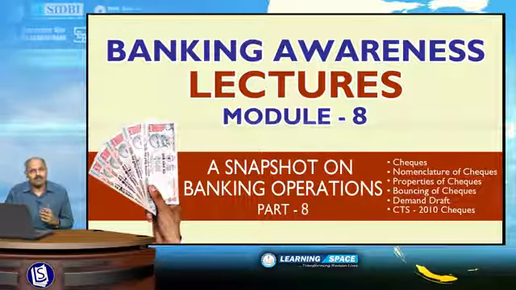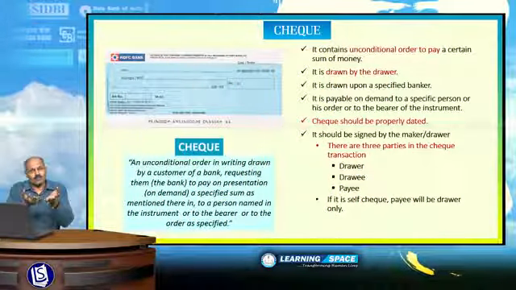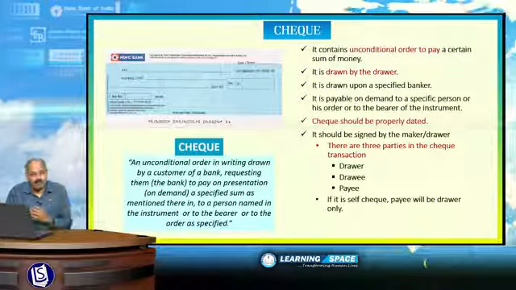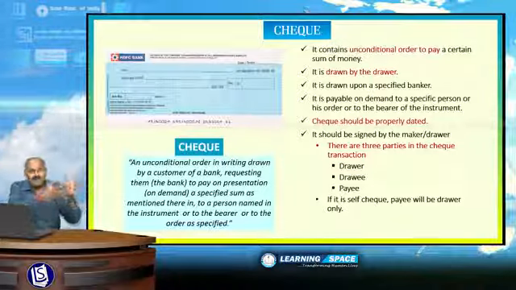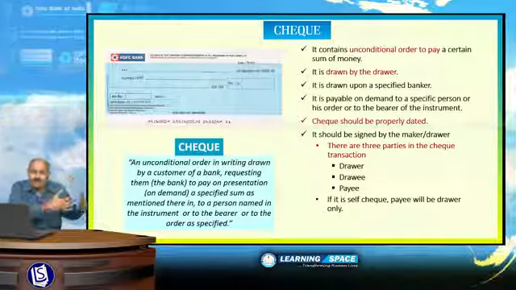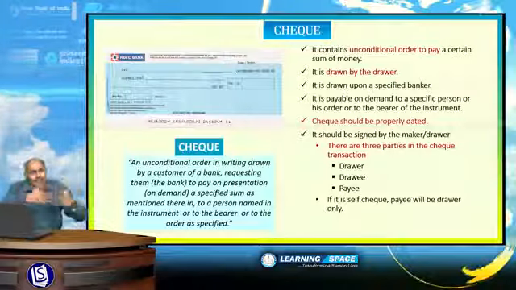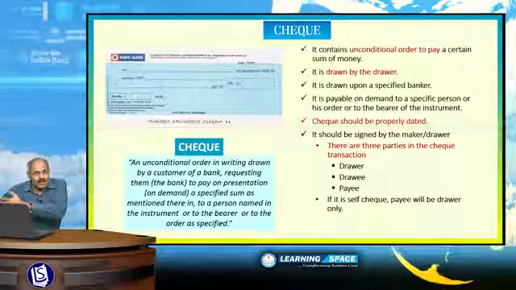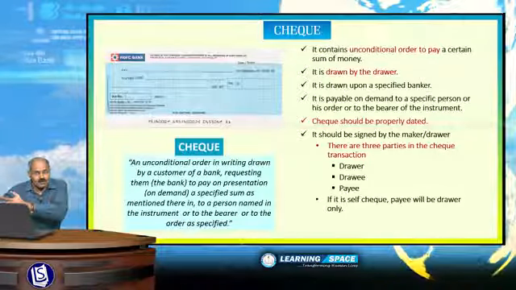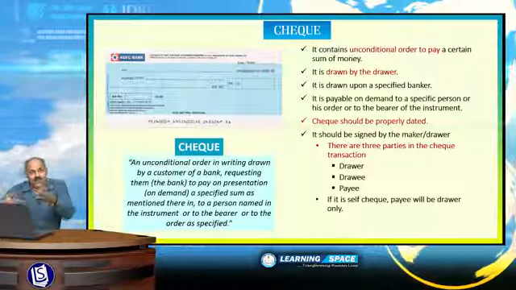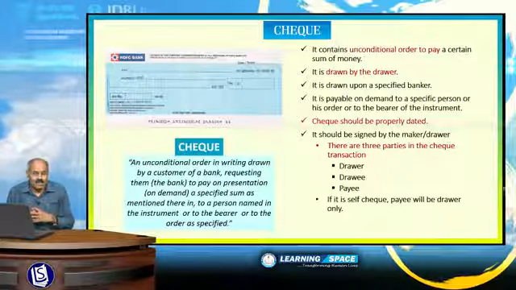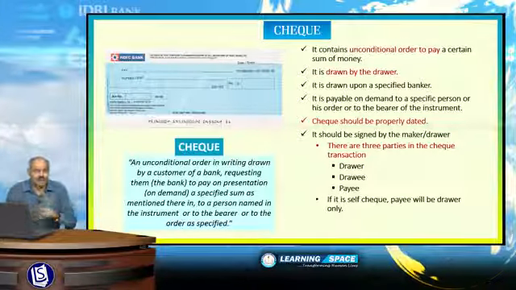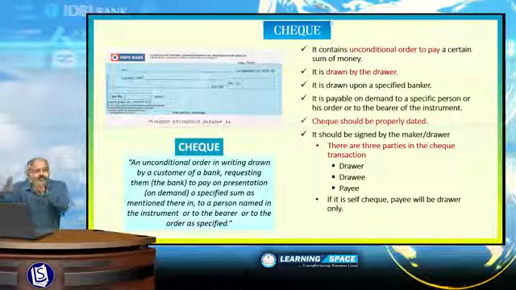So, let us look at what is meant by check. Let us look at the definition. Some of you may or may not understand. As the definition goes, it is the unconditional order in writing drawn by a customer of a bank requesting the bank to pay a specified amount to the payee, right. In this PPT you are looking at the specimen copy of the check, the definition of check and various features of the check, that means the rules and regulations or the properties of the check.